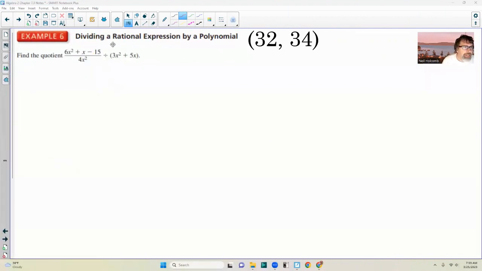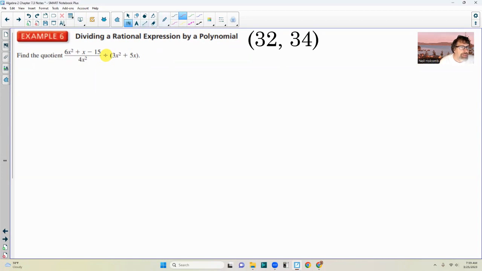Okay, here's example 6, dividing a rational expression by a polynomial. So we have this divided by this. So what do we do first? Switch it to multiplication. So I want to get rid of that right there. And while I'm doing this, I guess I could factor this as well. So I have 6x squared plus x minus 15.